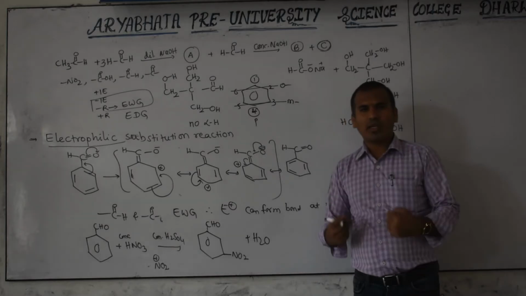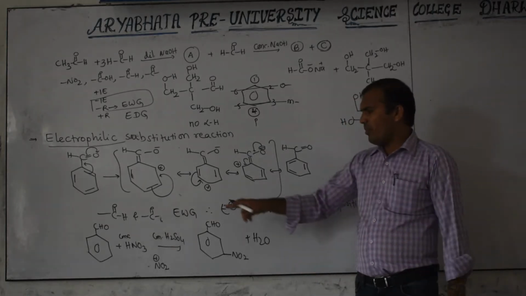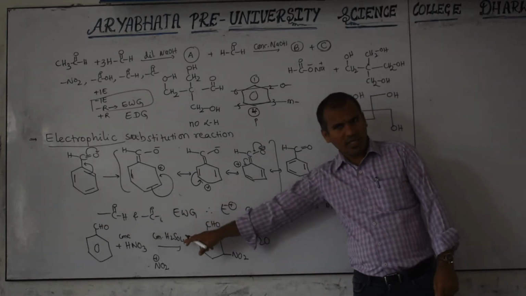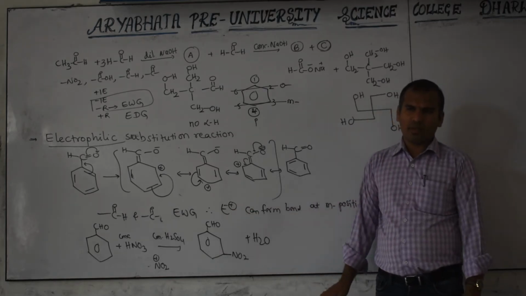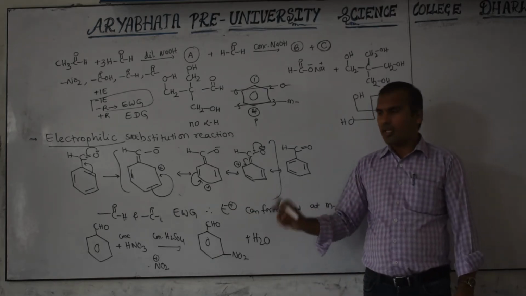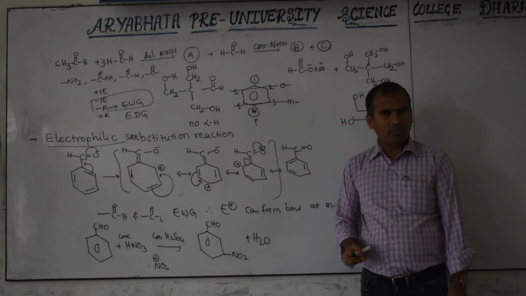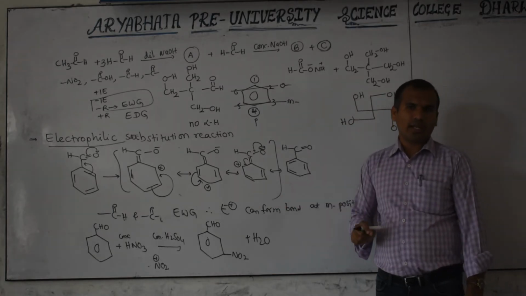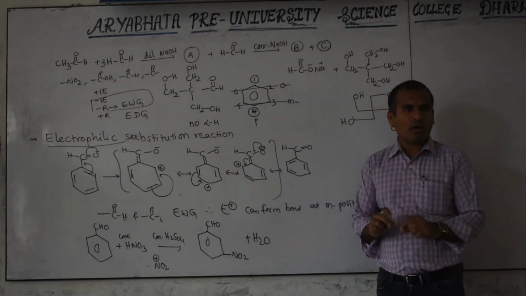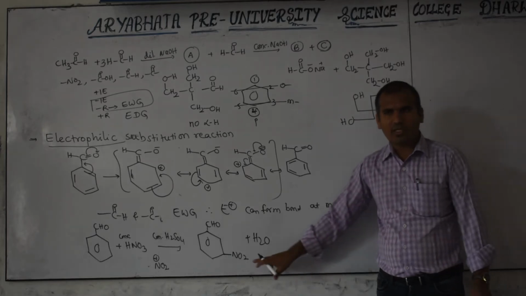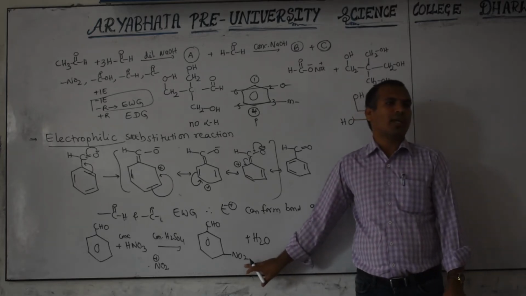Sometimes they may give in the examination: benzaldehyde reacts with this nitration mixture, what are the possible products? Option A, ortho-nitrobenzaldehyde, para-nitrobenzaldehyde, meta-nitrobenzaldehyde, all equally formed. That is the answer. Meta-nitrobenzaldehyde is the only correct answer.